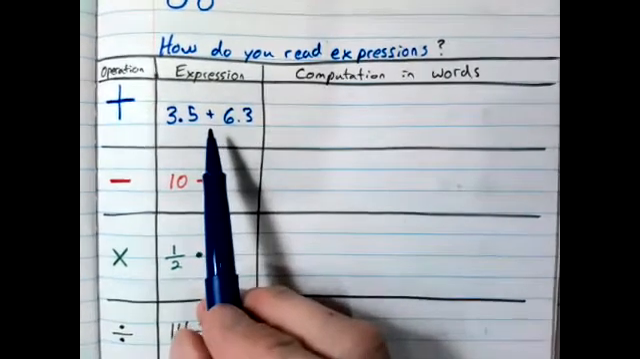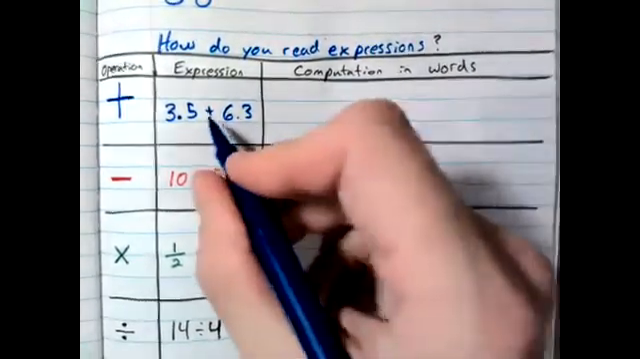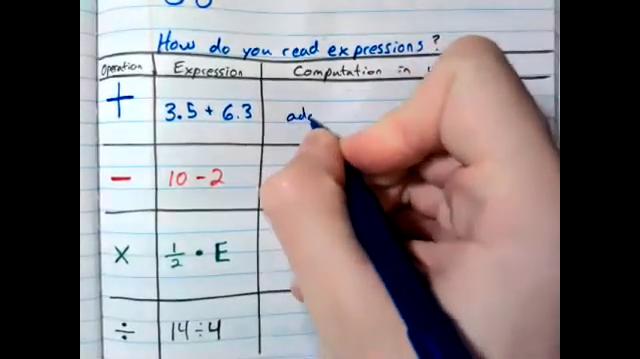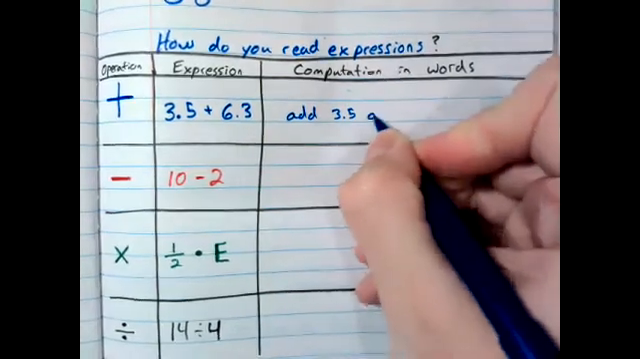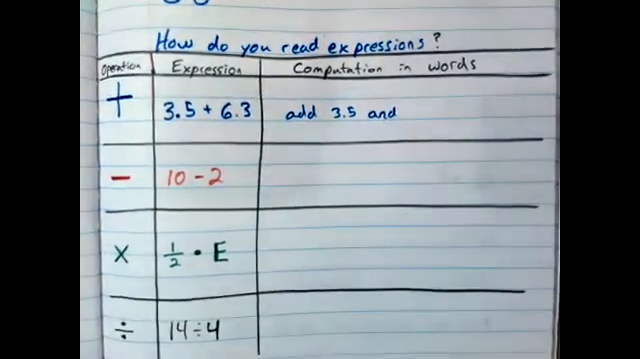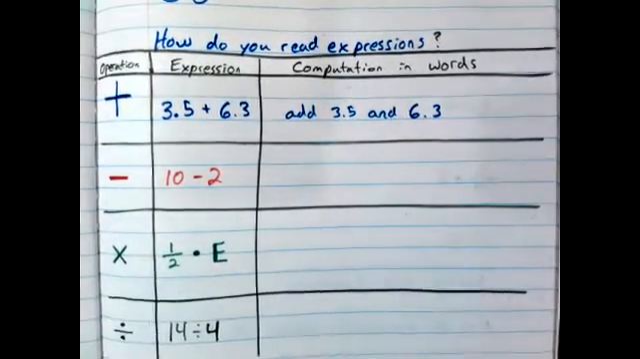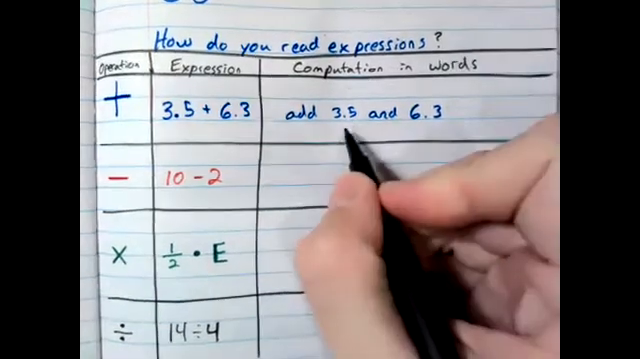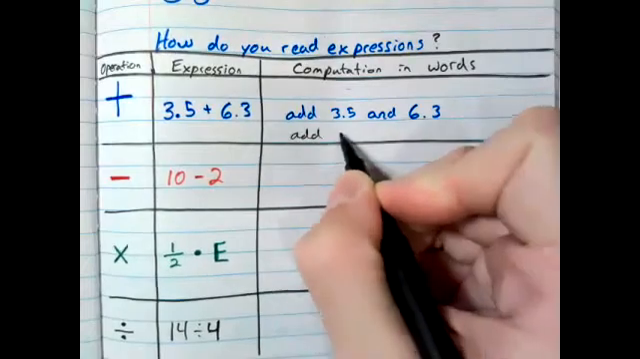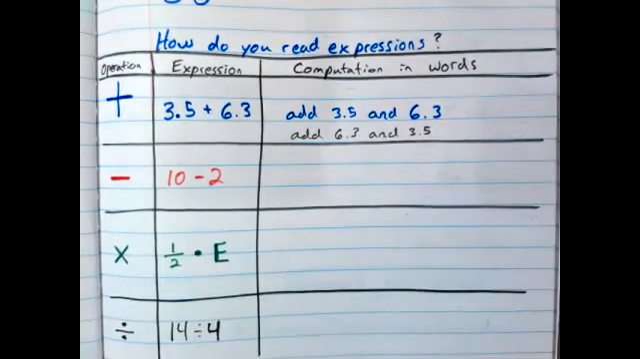So addition is great because we could put either add first. We could say, well, let's start with the operation. Let's say add 3 and 5/10, and, because and is a joining conjunction, 6 and 3/10. Now we could very easily swap the order here and say add 6.3 and 3.5. Either one is correct.